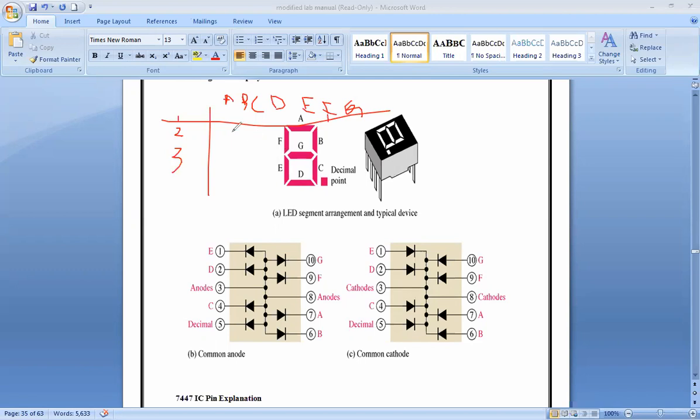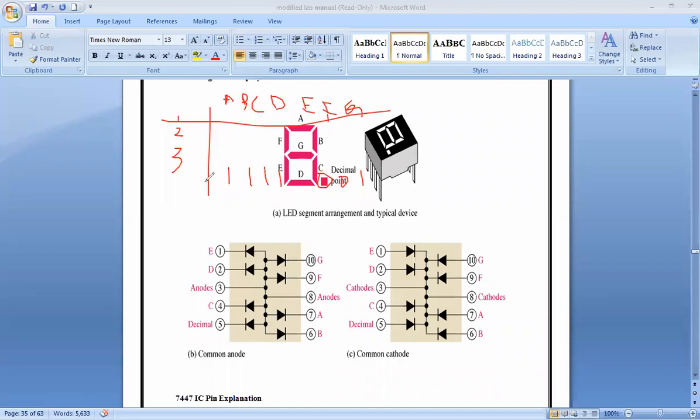So for example, 3. A should be on, then B should be on, C, then D, and then G. Rest all will be what? 0.